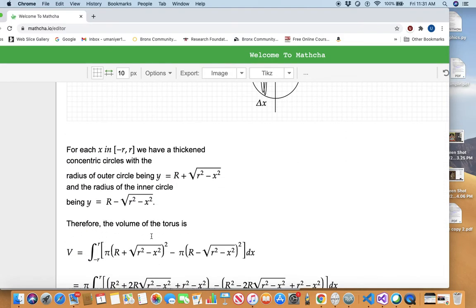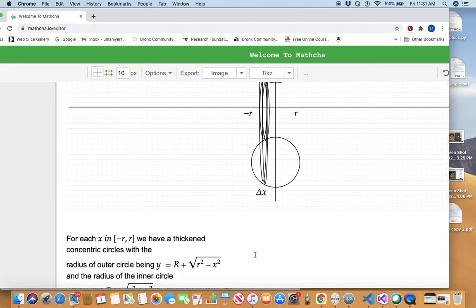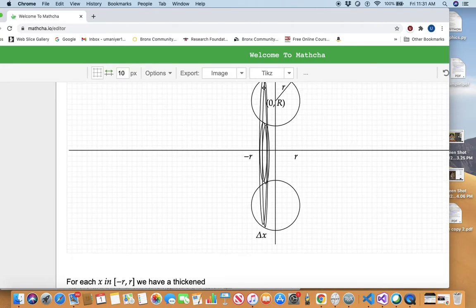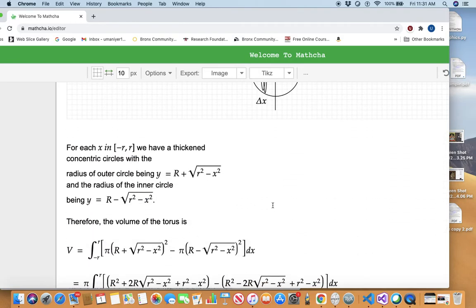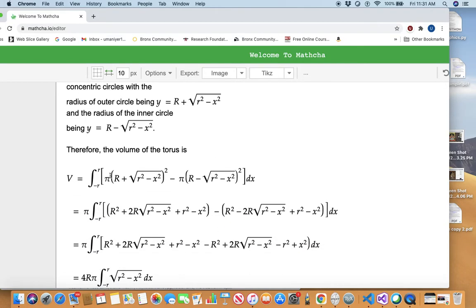right. So volume is the integral from negative r to r of pi outer radius squared minus pi inner radius squared, integration with respect to x. Outer radius, inner radius, and because I'm using washers here, I'm using pi R squared minus pi r squared, okay? Now, all of this calls for a simplification.